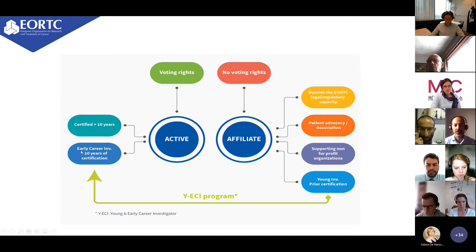Our definition of early career investigator is an oncologist, surgeon, radiotherapist, somebody who is over with the specialty and certified to treat patients, within the first 10 years of acquiring their certification. Okay, they have certain benefits like mandatory inclusion in our protocols, separate meetings for them. So think about it, there is an option that exists.